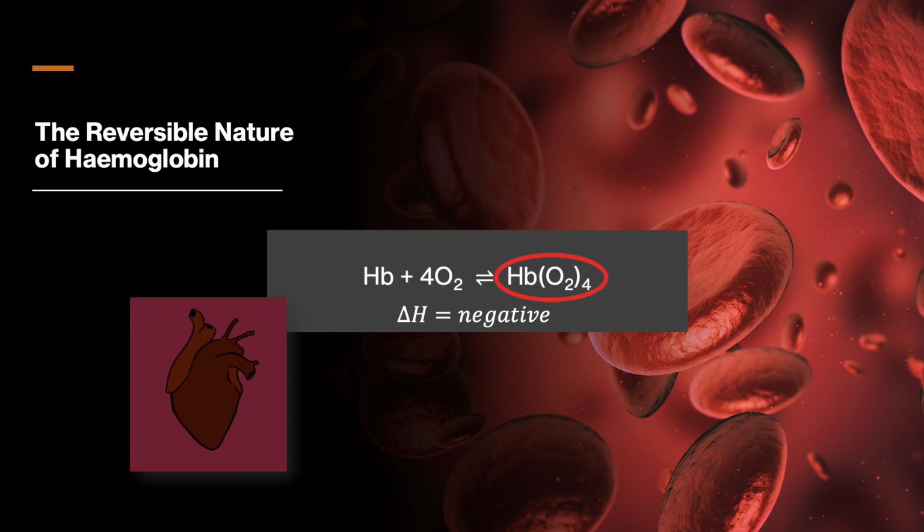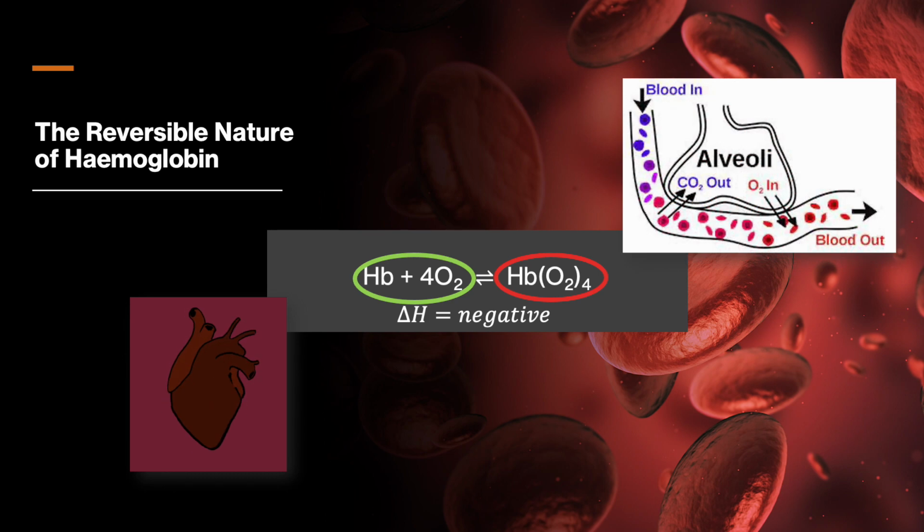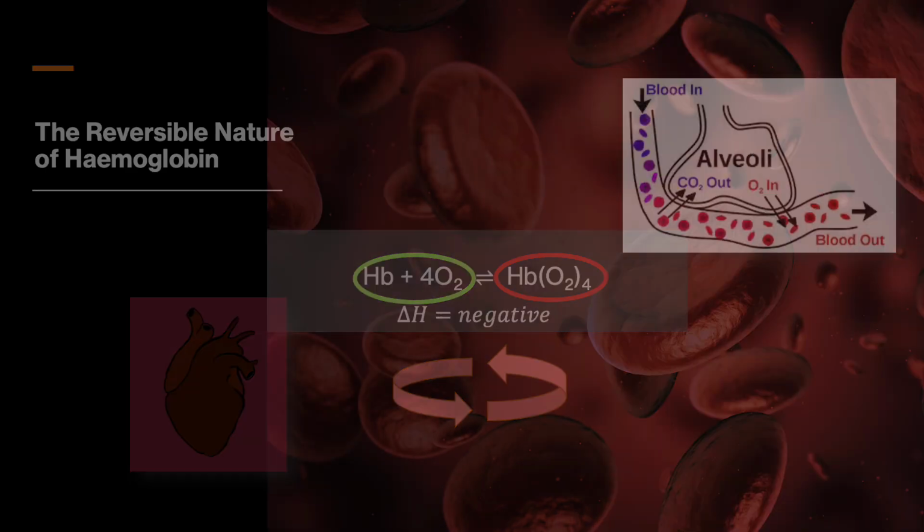The oxyhaemoglobin then breaks down into its two separate elements again, so that the muscles and tissues can absorb the oxygen for cell function. Deoxyhaemoglobin then travels back to the lungs to remove carbon dioxide waste. This process repeats itself, providing the body with a continuous source of oxygen.